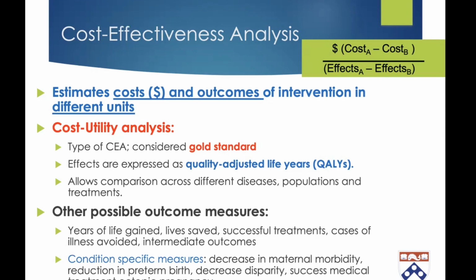So if you're trying to reduce preterm births, you would have dollars per 1% reduction in preterm births or something. And that allows the clinicians to understand it a little bit more. But you really do need to present the gold standard cost utility analysis.